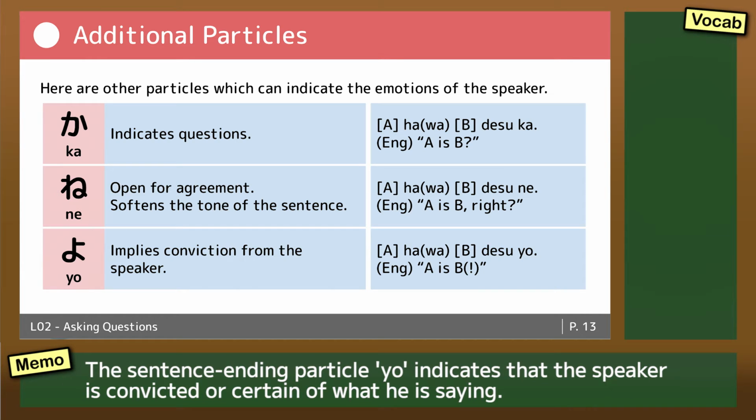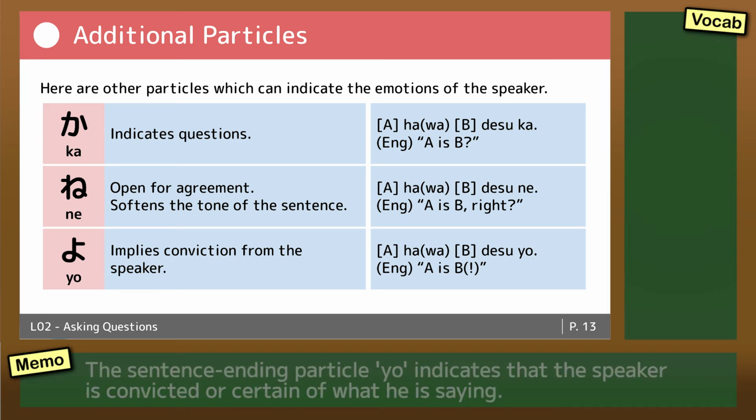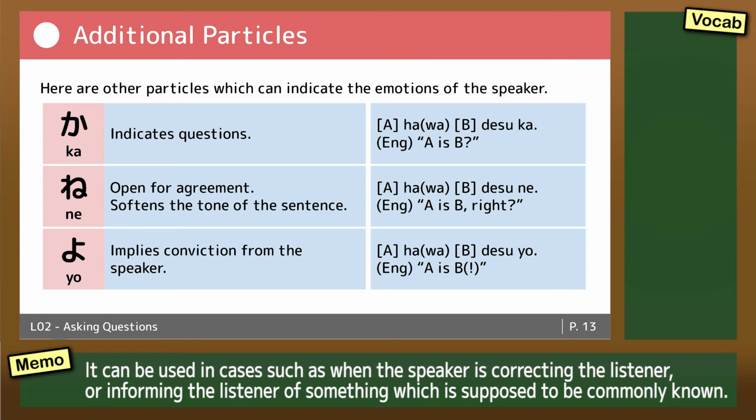Yo is added to the end of sentences to imply that the speaker is certain of what was said. This is used in cases such as when the speaker is correcting the listener or informing the listener of something which was supposed to be commonly known. For example, this is a book, you know.